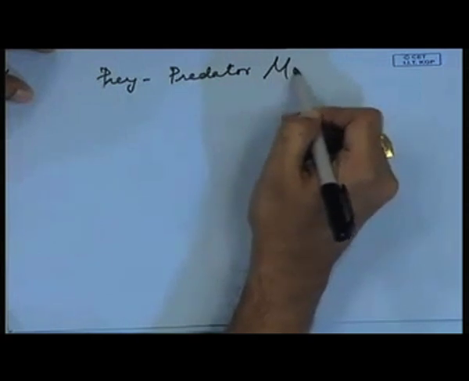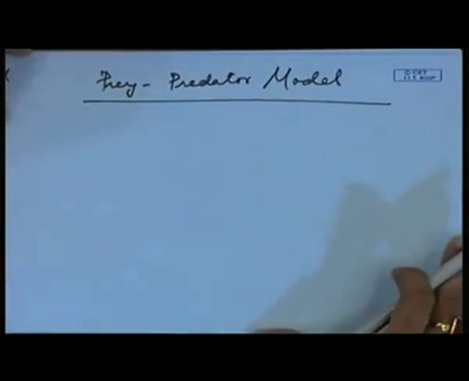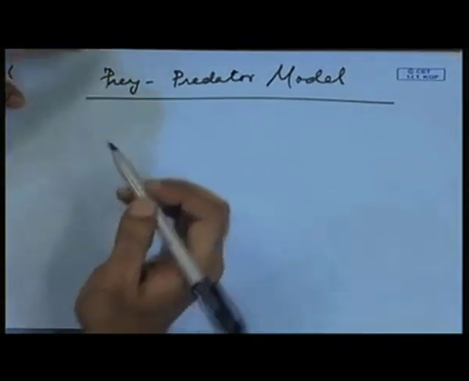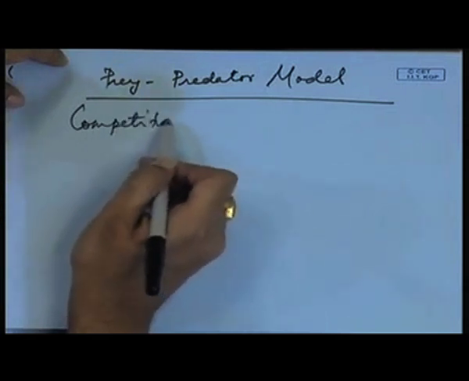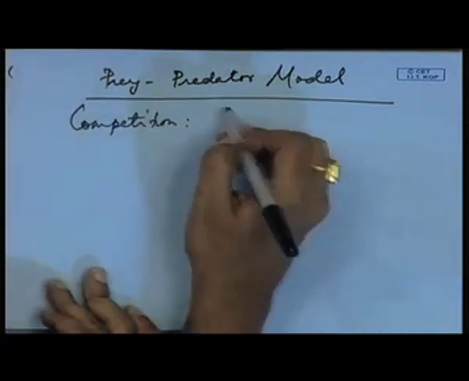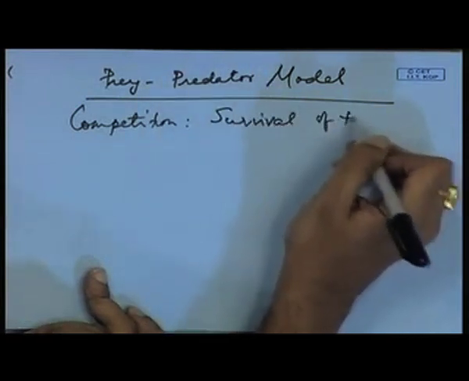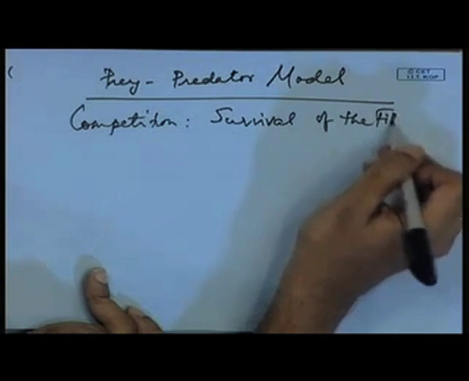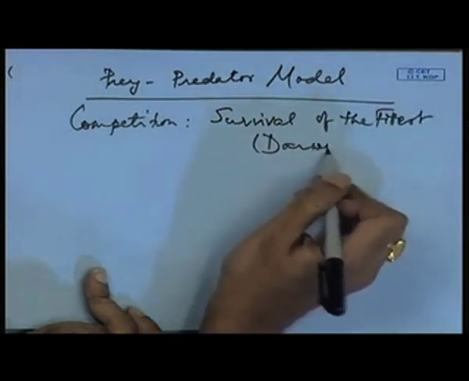So, the next thing that we look at is the predator model, and this is a more interesting model, because if the growth of one organism doesn't hamper the growth of the other, it's not as interesting. Here there is competition, and the survival of the fittest theory of Darwin comes into play.